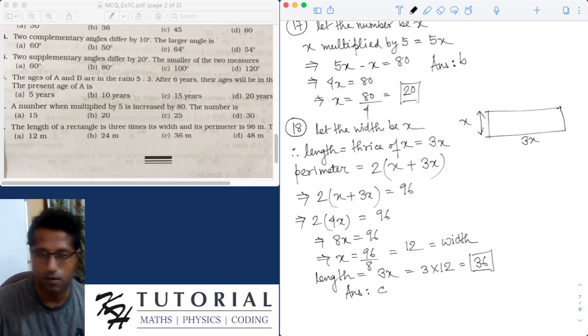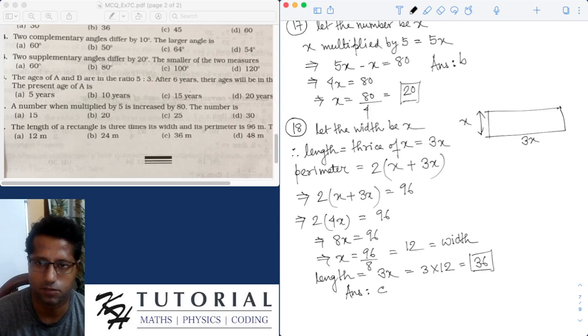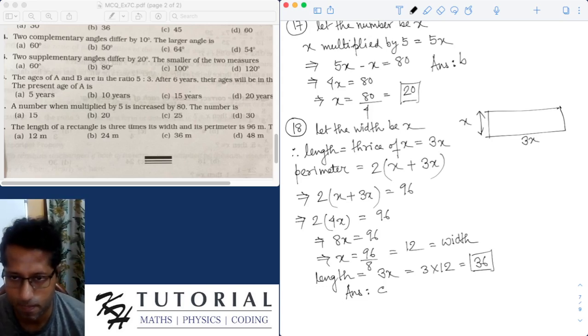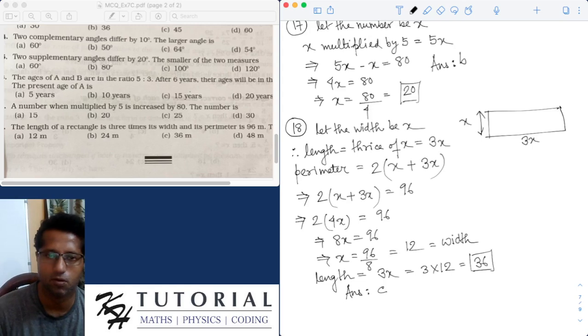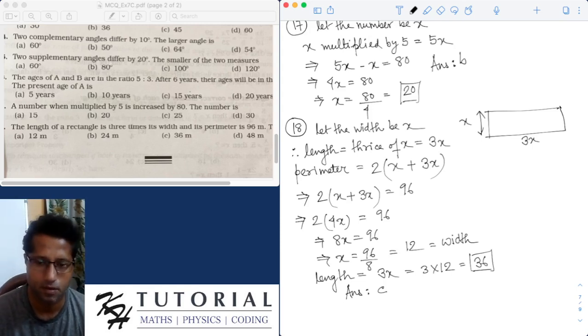That brings to the end of solving exercise 7C. These were all MCQ questions. These are good questions. You should solve them. Always try to solve them first on your own, and if you are stuck on any problem, then see my video. Pause my video and try to solve these questions on your own, and only if you are stuck, then see my solution.